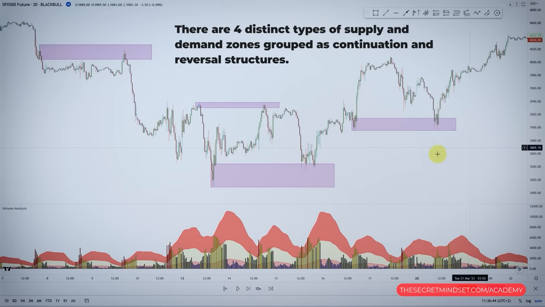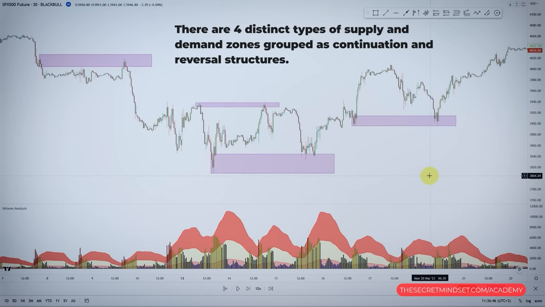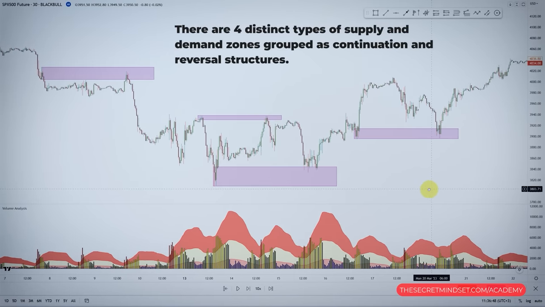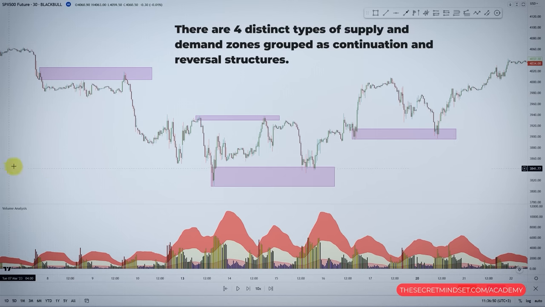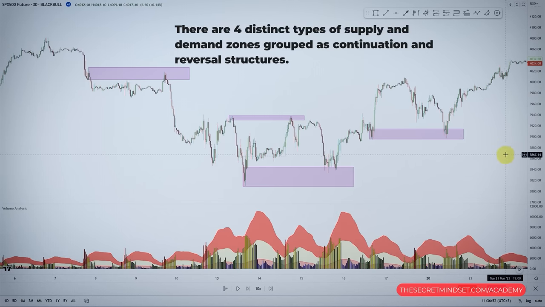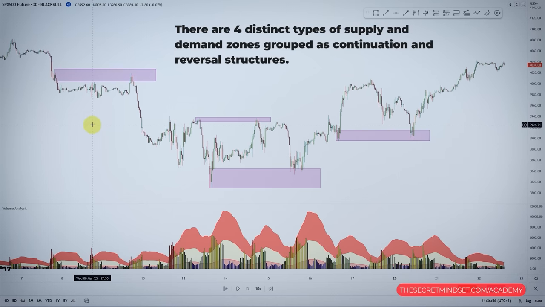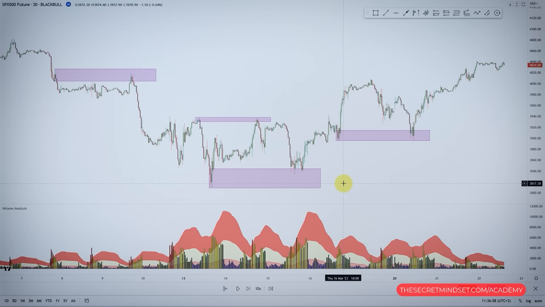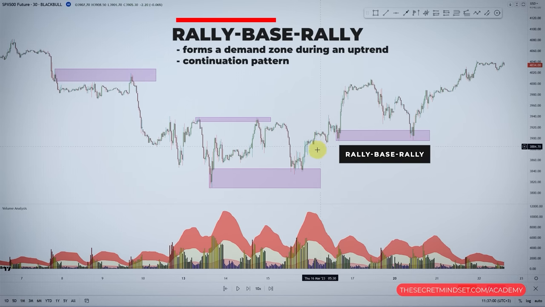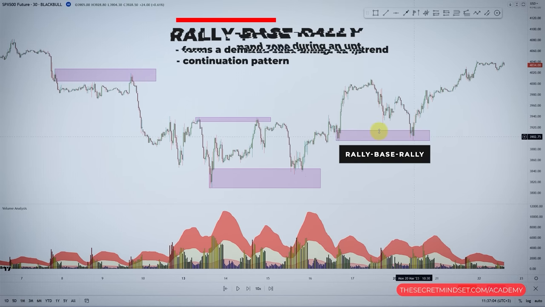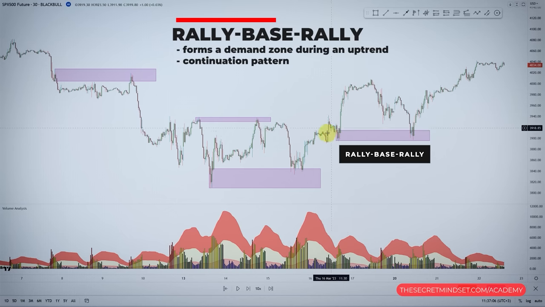There are four different types of supply and demand zones, based on how the price approached and left the zone. These four types can be classified into two groups: continuation structures and reversal structures. First continuation pattern is the rally-based rally, which forms a demand zone during an uptrend. The market structure begins with a rally, followed by a consolidation, and ends with another rally, which creates the demand zone.